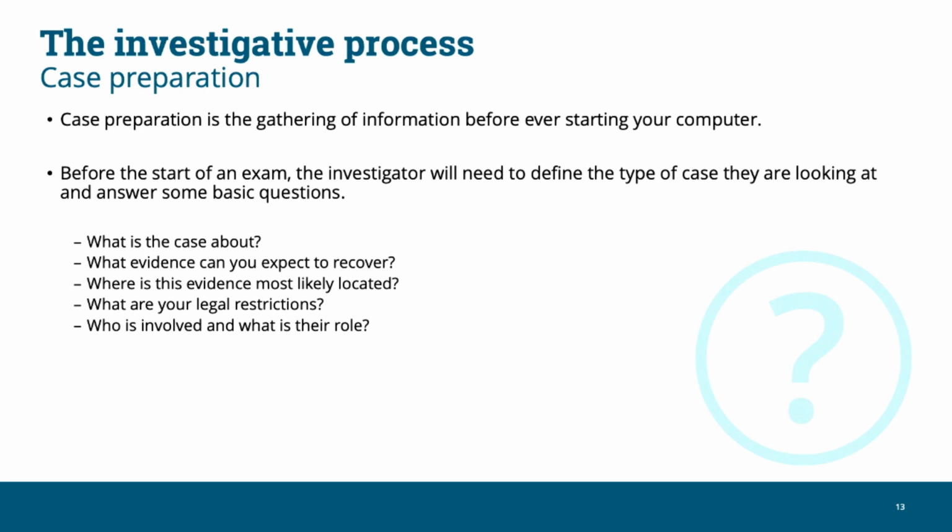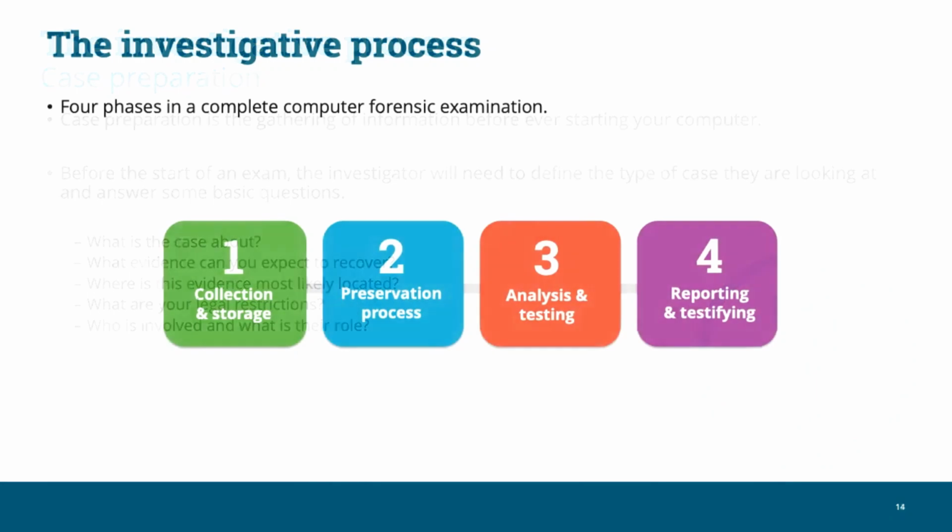The next question we're going to want to answer is who is involved in this and what is their role? Are they a suspect? Are they a victim? Are they a witness? These will help us determine what we're going to do and how we're going to formulate our search strategies. Commonly, there are 4 phases in the investigative process. We have our collection and storage, our preservation, our analysis and testing, and our reporting and testifying.